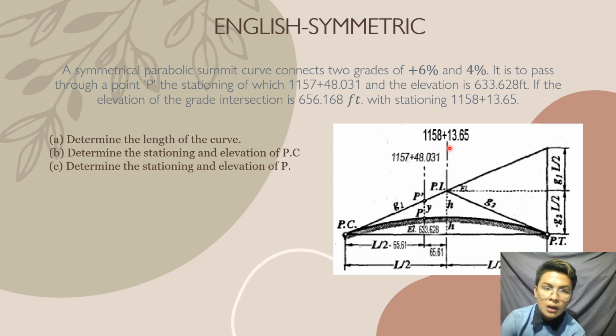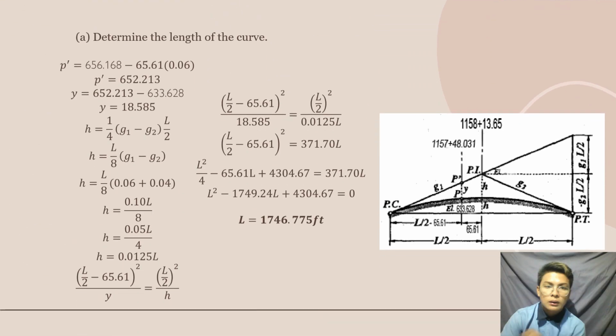So here's our point P, the stationing of P. Then here's our G1 and G2. To determine the length of the curve, we must first get the P, Y, H, and our L.